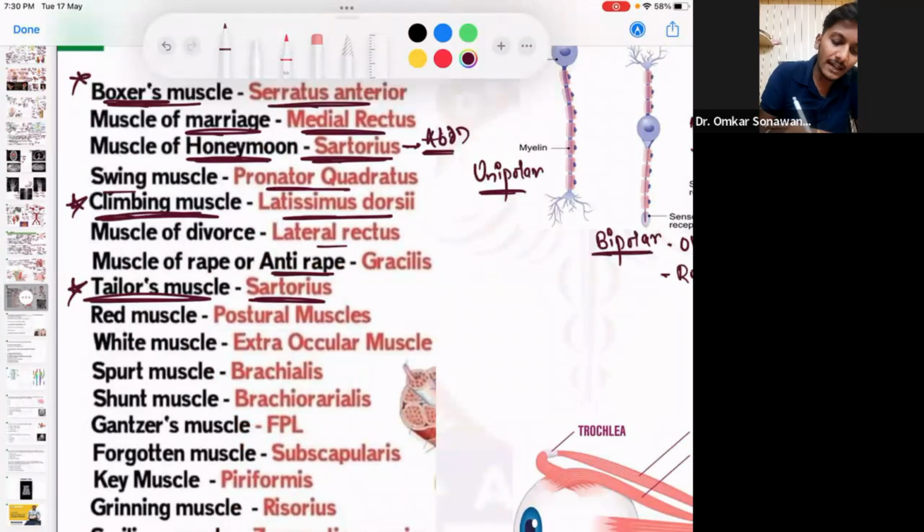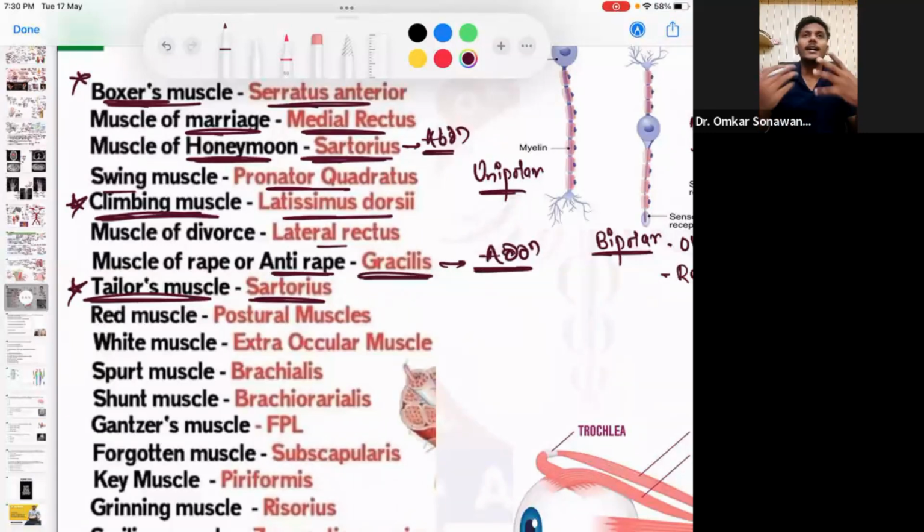The anti-rape muscle is known as the gracilis, because it causes adduction of the hip joint. Gracilis causes adduction of the hip joint. So how do we remember it? Gracilis saves the grace of a lady, and therefore it is known as the anti-rape muscle. No problem with this.